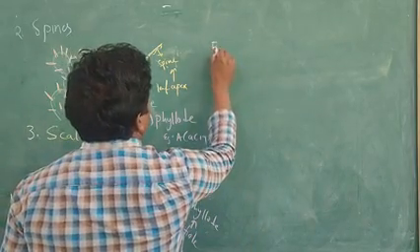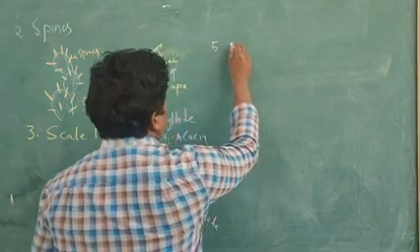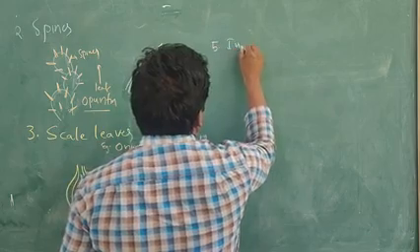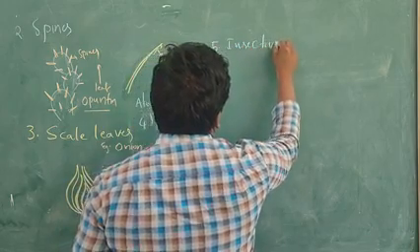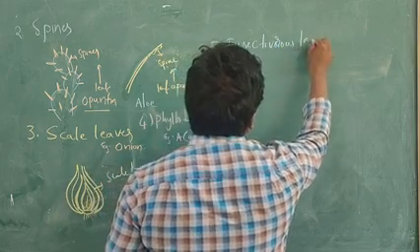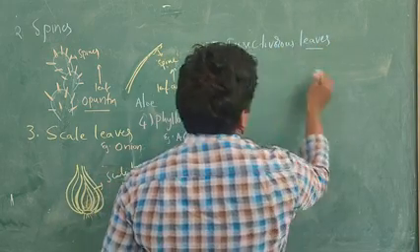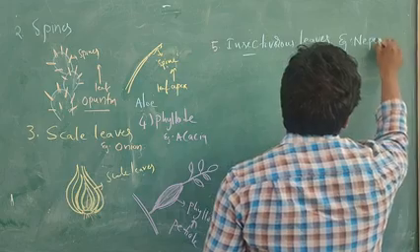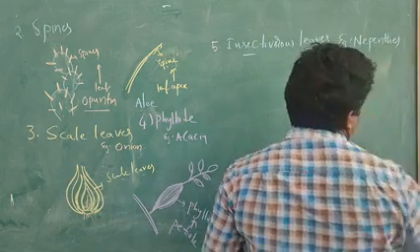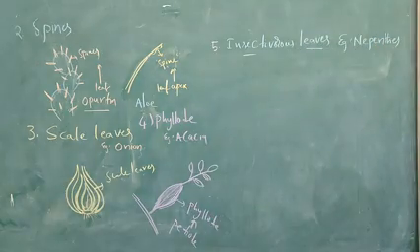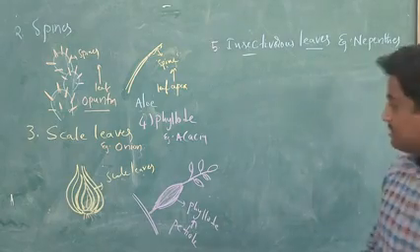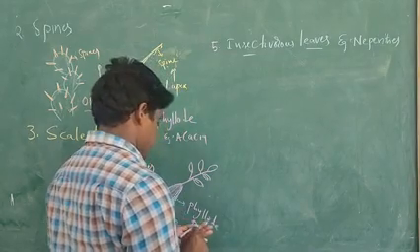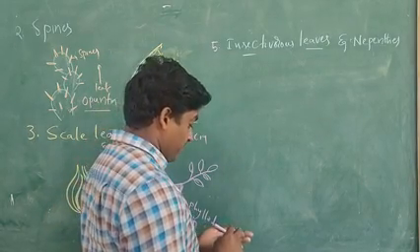Next, the fifth one, insectivorous leaves. Example, Nepenthes. See in the diagram. This is a little bit different here.